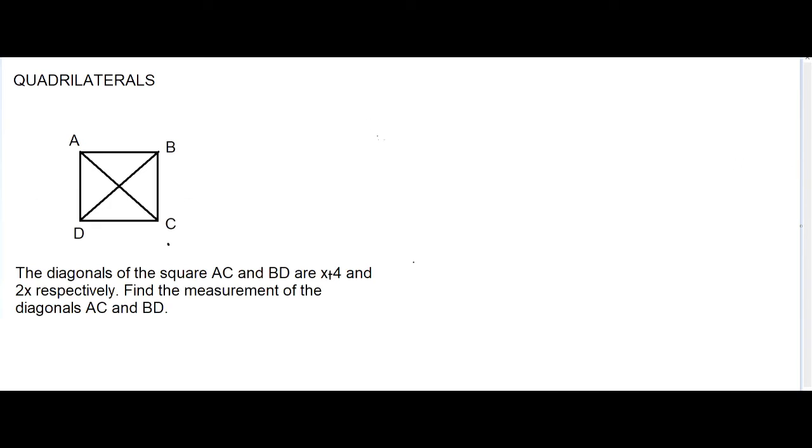This one, we have a square. The diagonals of the square AC and BD are x plus 4 and 2x respectively. Find the measurement of the diagonals AC and BD. So when we're talking about your square, special parallelogram, especially their diagonals, the diagonals of a square are congruent. Ibig sabihin, the measurements are equal. Kung ano man yung measurement ng diagonal AC, yun yung magiging measurement ng diagonal BD or DB. So we can write an equation. You have diagonal AC is equal to the diagonal BD. Since they are equal, kahit magbalibiligtad dyang x plus 4 or 2x, okay lang since equal lang naman sila. So, AC is equal to x plus 4 is equal to 2x, yung BD.